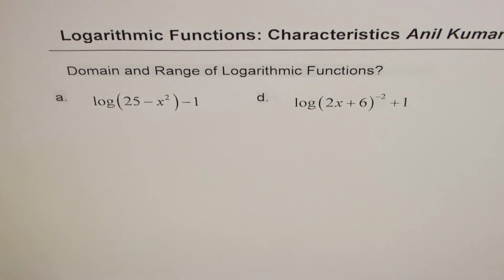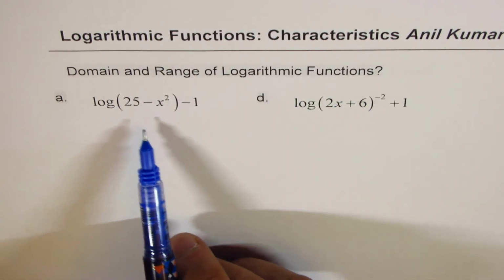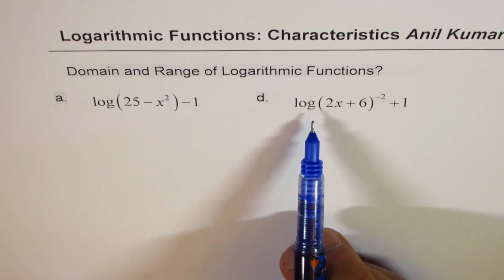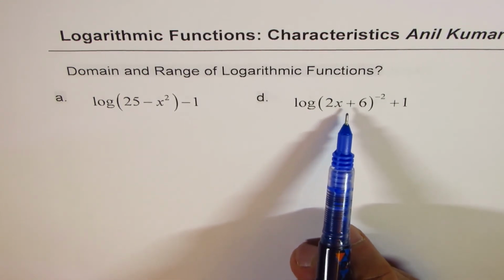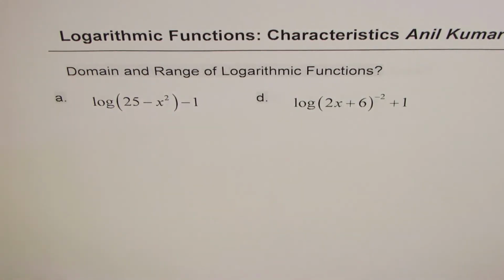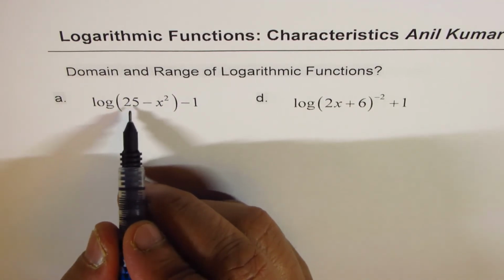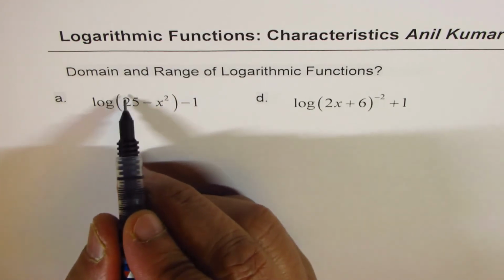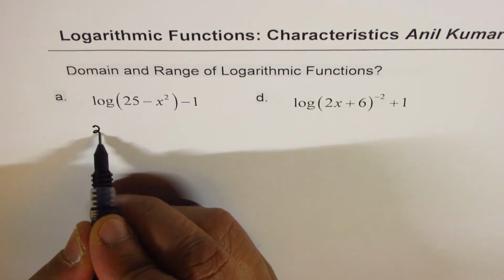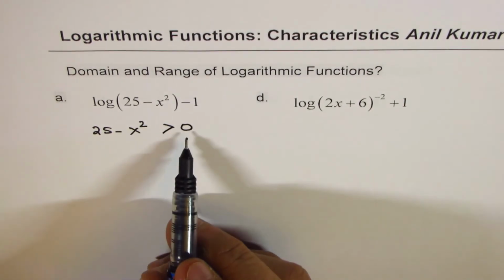Now, we are almost at the end of this video. We'll consider domain and range of logarithmic functions. So we have two different functions here, log of 25 minus x squared minus 1 and log of 2x minus 6 to the power of minus 2 plus 1. When we talk about domain of the function, we know that the argument, this is called the argument of log, should always be positive, right? So 25 minus x squared should be greater than 0. That is kind of very important.